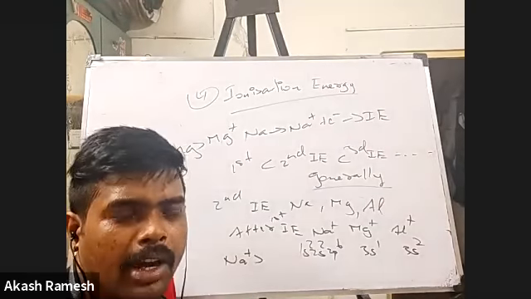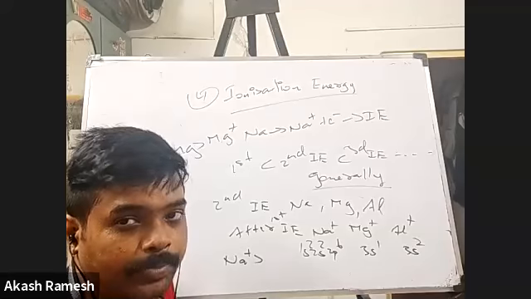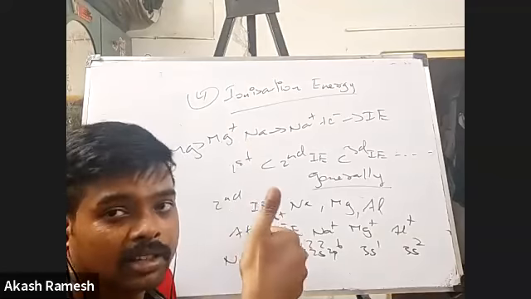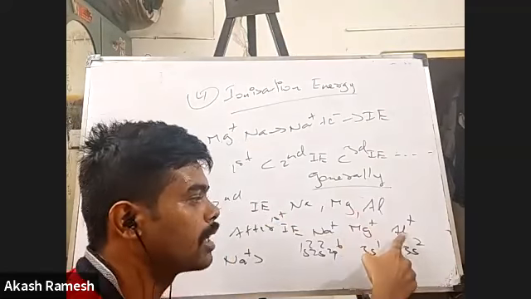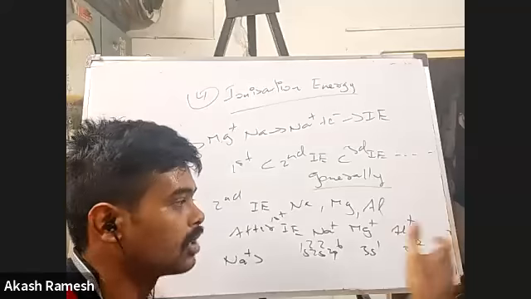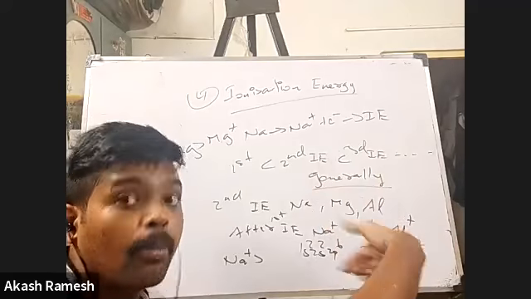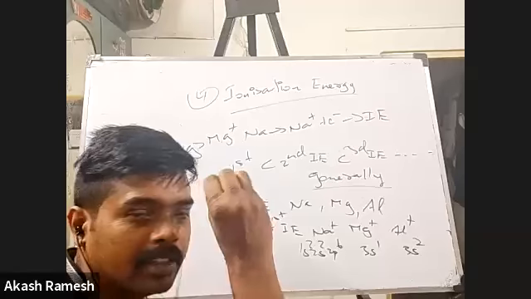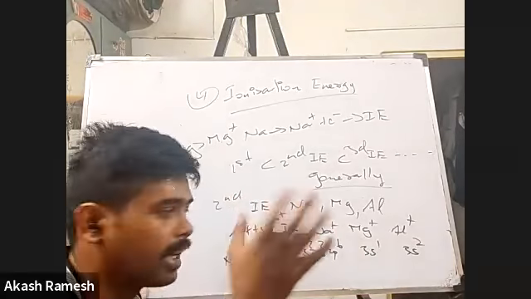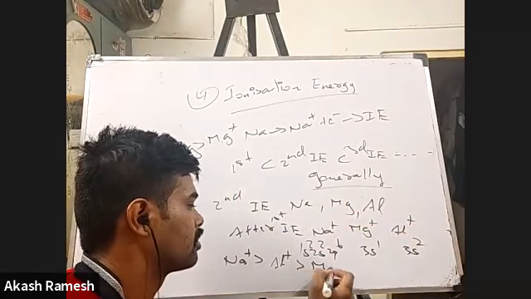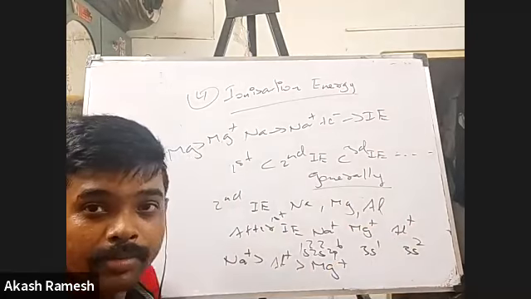You just have to remember what happens along the period and what happens down the group. Along the period, size decreases. Down the group, size increases. Correct? So aluminium comes after magnesium in the same period, so aluminium should have a lesser size than magnesium. So where should I supply more energy? Aluminium, because aluminium is smaller in size and magnesium is a little bigger. So for Al+, I have to supply a lot more energy than for Mg+. Everybody understood what is happening here?